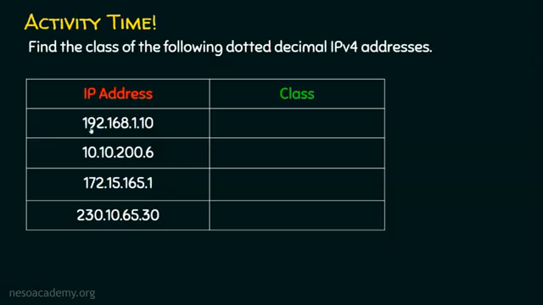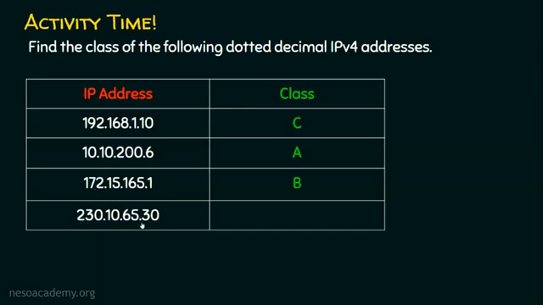The first octet in this IP address is 192. So this is between 192 and 223, so obviously it is class C. Let's move on to the next value. This is starting with 10. If the first octet is between 0 and 127, it is class A. And coming to the third one, this octet is between 128 and 191, so obviously it is class B.